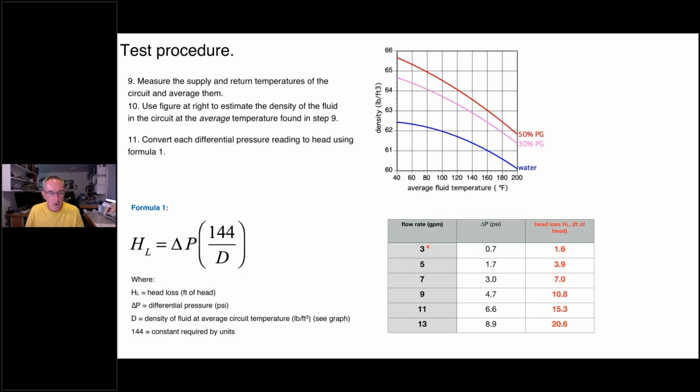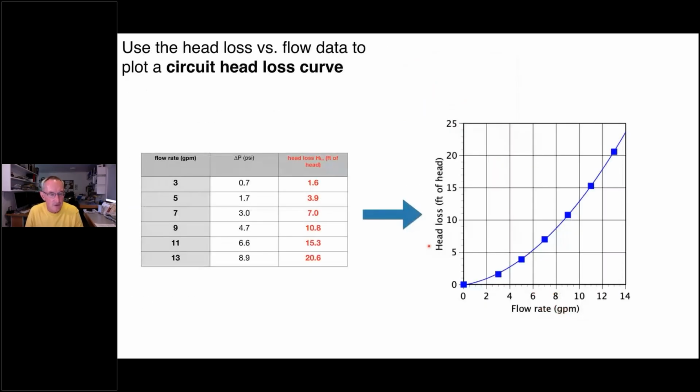Okay. Now we're ready to actually make a graph that characterizes that circuit. And here it is. It's nothing more than a graph. On the horizontal axis, we're graphing flow rate, and on the vertical axis, we're graphing head. Think of this as the head loss of the circuit. This is a very typical relationship where you've got this curve. The curve gets steeper as you go to higher flow rates.